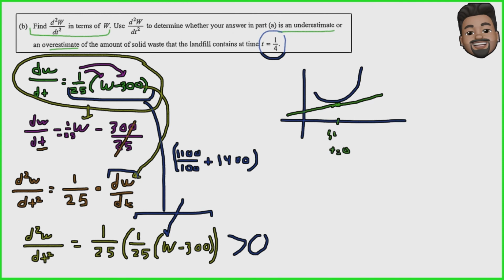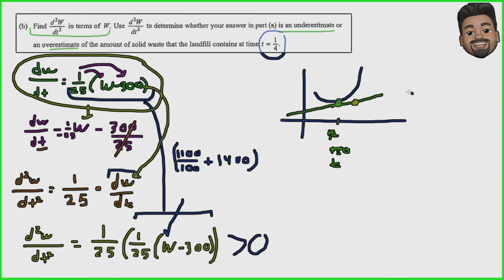I know this graph is not perfect. It doesn't actually match the problem. I just want to give you the idea. This is the t value we're plugging in right here, and this is my approximation. Now, we basically plugged in t equals 1/4, right? So we plug in t equals 1/4, which is just a little bit over my approximation.